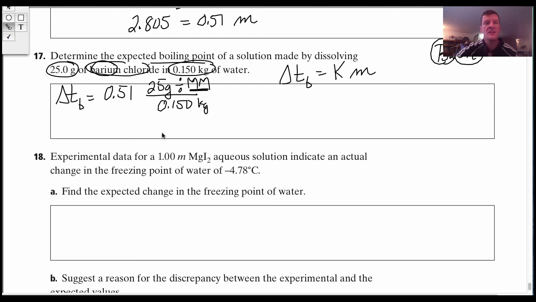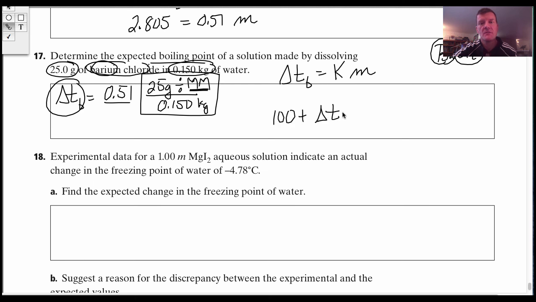And all you have to do now is solve for this value. Take 0.51 times this molality. That's going to give you the elevation. And this is for water, so then you would take that and add it to 100. Okay? And that will give you the new boiling point of your solution.